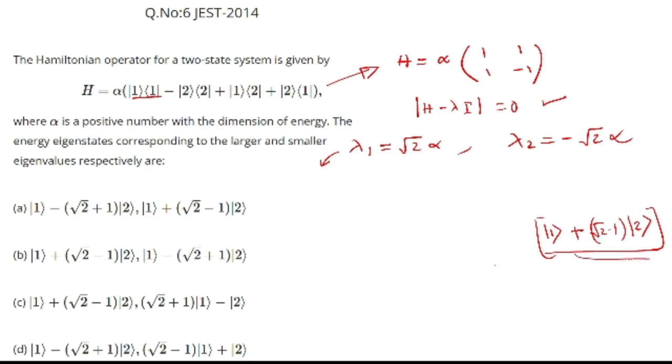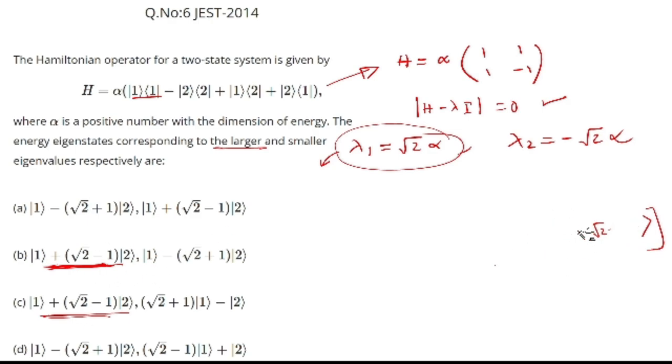So this is one option. This is for a higher eigenvalue. For the larger eigenvalue, we get 1 plus root 2, minus 1. This is the same option. Now we have to minimize the option. So for lambda 2 equals minus root 2 alpha, that is for the smaller eigenvalue.